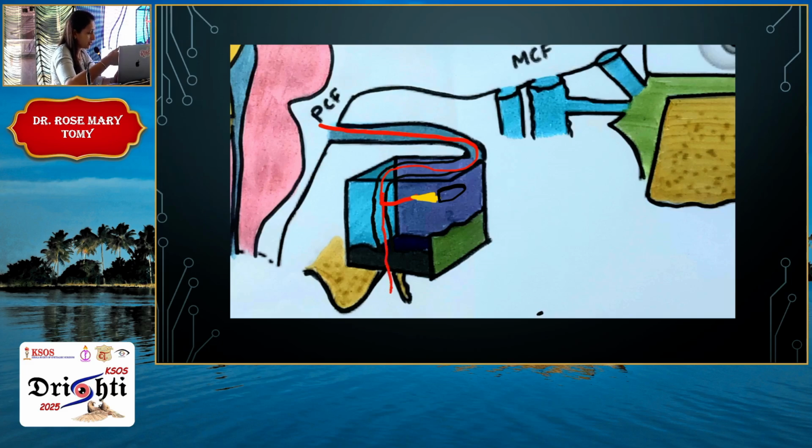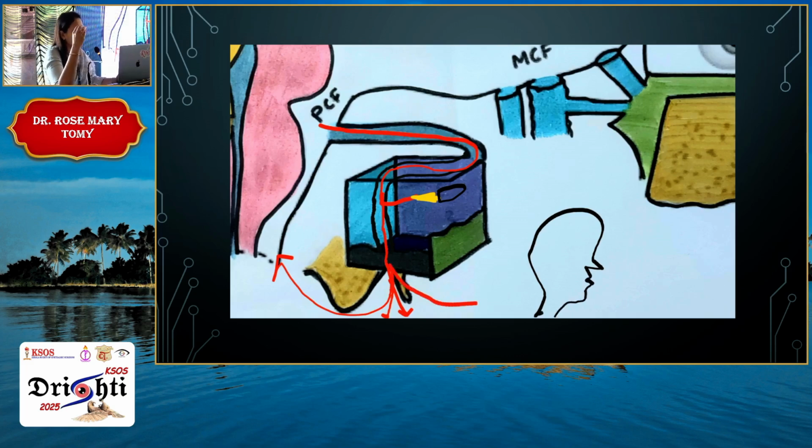Then it goes downwards, exits out of the stylomastoid foramen, gives off a posterior auricular branch, then 2 branches, nerve to digastric and nerve to stylohyoid, and then it enters the parotid gland and gives off the classical temporal, zygomatic, buccal, marginal mandibular, cervical branches, which we all know. So that will be the motor root of the facial nerve.